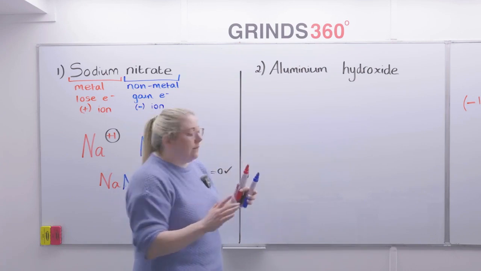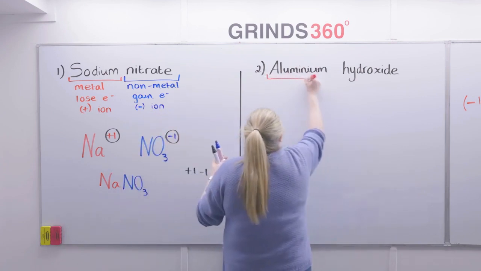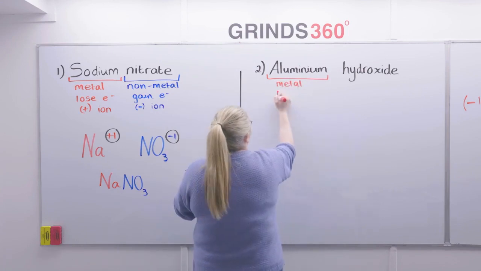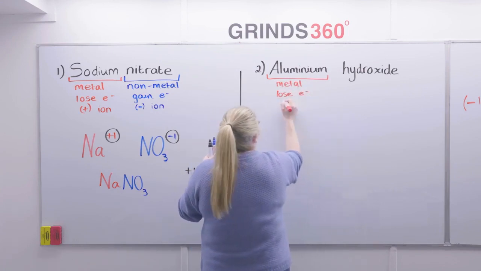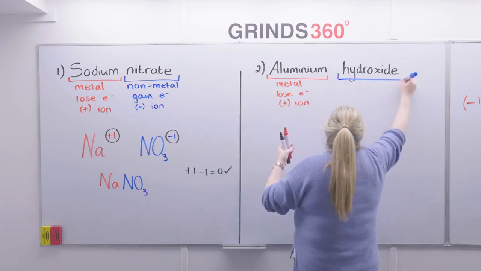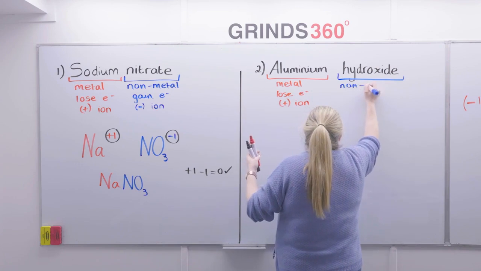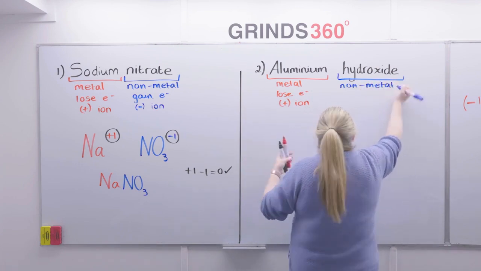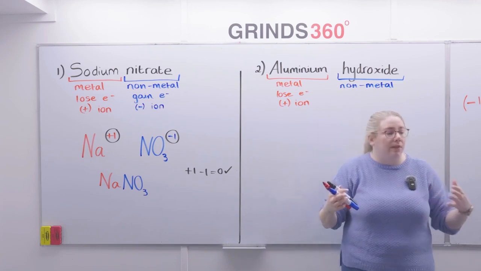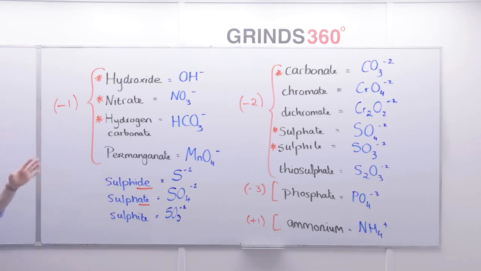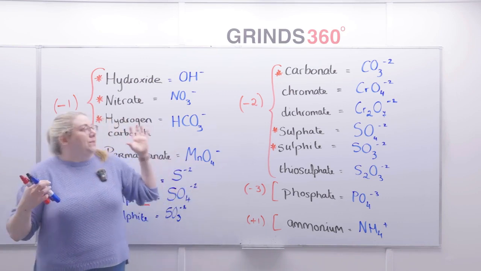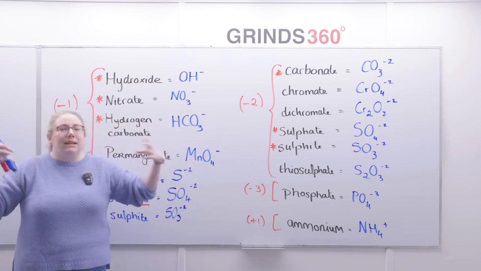Now, this one is a little bit different. Aluminium is my metal, and that's going to lose electrons, meaning it forms the positive ion, and the hydroxide is the non-metal. Now, at this stage, if this is the first time you're coming across polyatomic ions, I don't expect you to remember the formulas off the bat. You absolutely can use your table in your notes to work your way through questions like this. And to be honest, at the minute, all I care about is balancing charges.